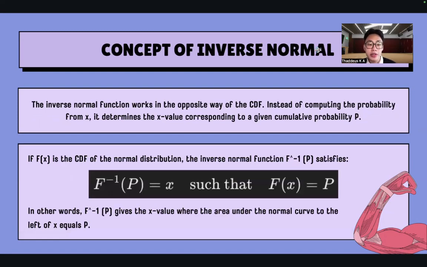And right now, I'm going to discuss about the concept of inverse normal. The inverse normal function works in the opposite way of the CDF. Instead of computing the probability from x, it determines the x value corresponding to a given cumulative probability p. Below here, it is the rule for the concept of inverse normal.